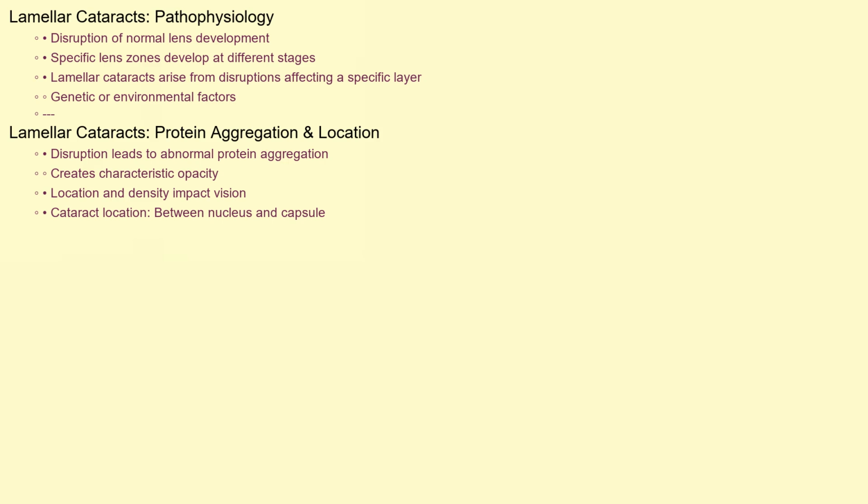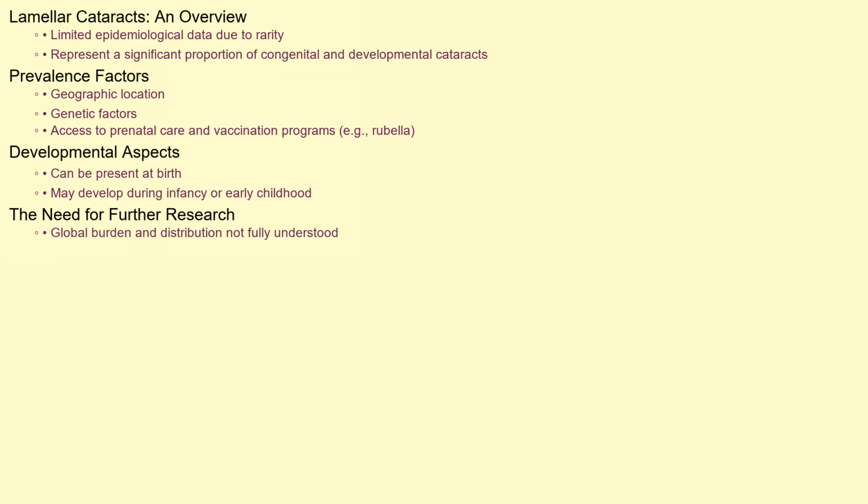The cataract is typically described as lying between the nucleus, the central part of the lens, and the capsule, the outer layer. Epidemiological data on lamellar cataracts is somewhat limited due to its relative rarity. However, it's understood that lamellar cataracts represent a significant proportion of congenital and developmental cataracts.